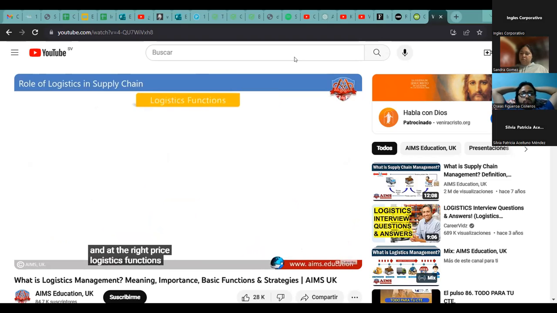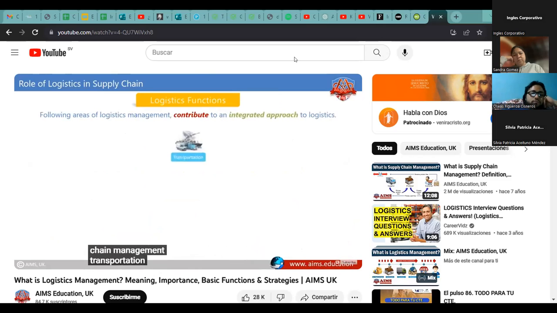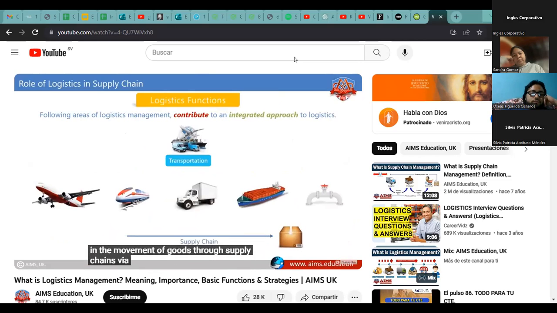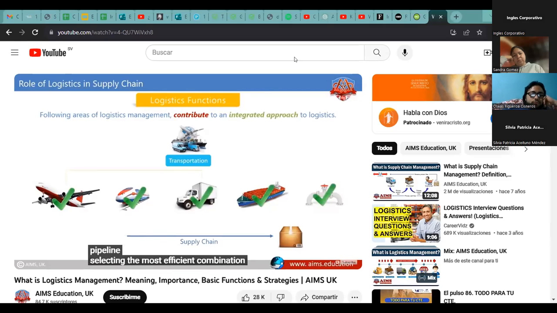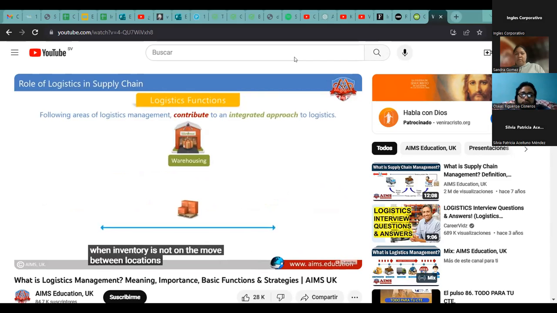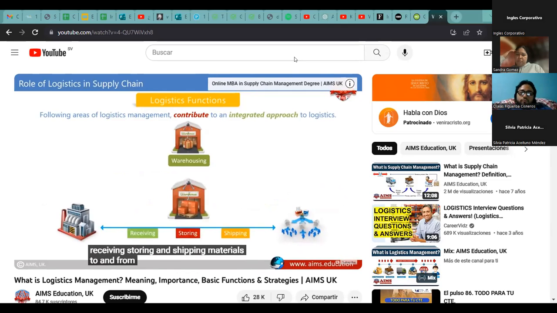Logistics functions. The following areas of logistics management contribute to an integrated approach to logistics within supply chain management. Transportation. Many modes of transportation play a role in the movement of goods through supply chains via air, rail, road, water, or pipeline. Selecting the most efficient combination improves the value created for customers. Warehousing. When inventory is not on the move between locations, it may have to spend some time in a warehouse. Warehousing is the activities related to receiving, storing, and shipping materials to and from production or distribution locations.